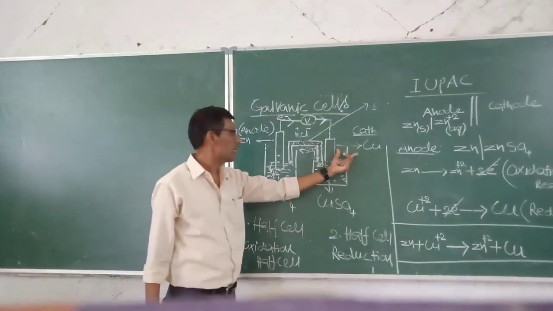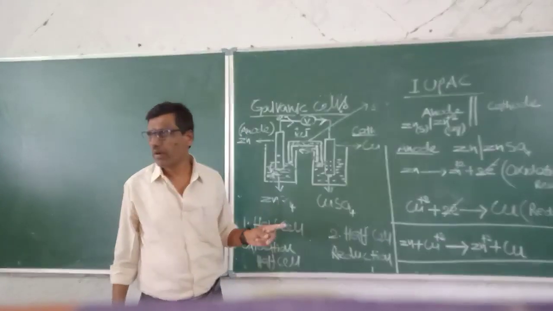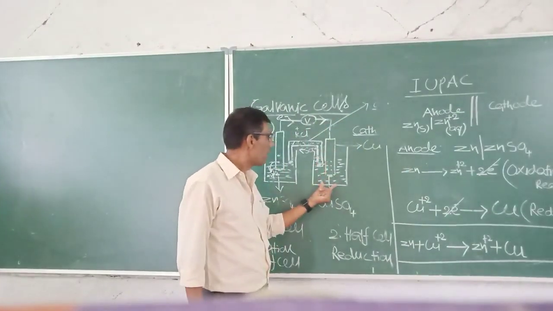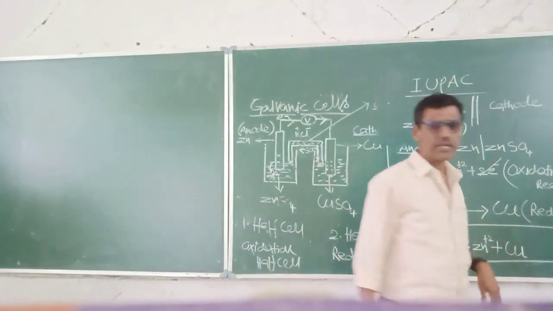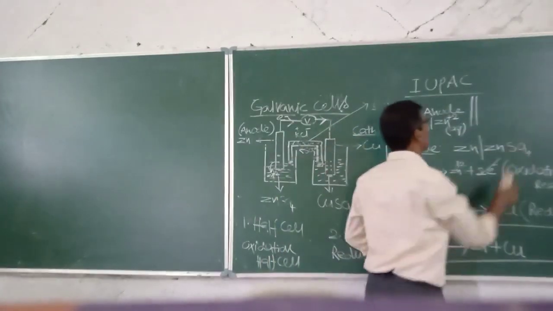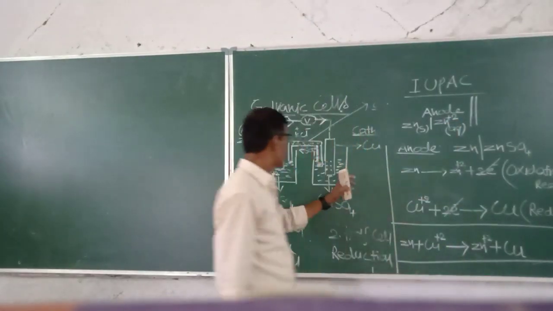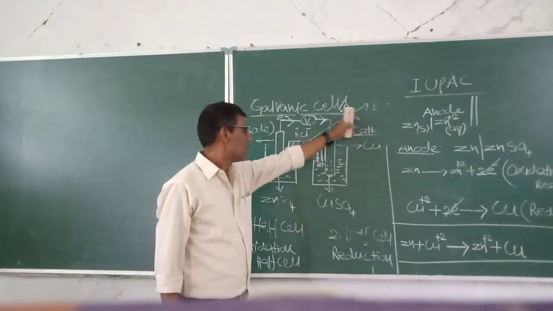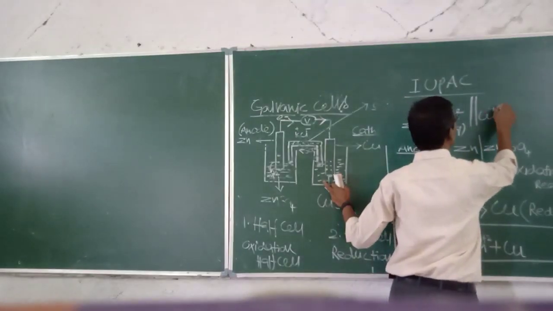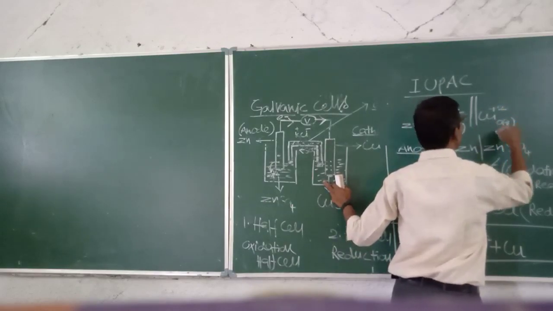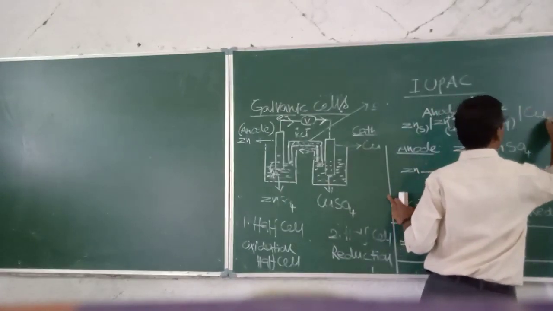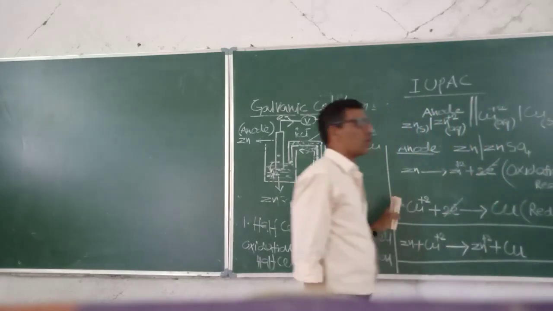Cathode, the second half cell: copper dipped in copper sulfate. Here we don't write the copper first. We have to write the electrolyte first, the cathode electrolyte. What is the electrolyte in the cathode compartment? We have copper sulfate, so we write Cu2+ aqueous, separated by a single line, and then the copper rod in the solid state.